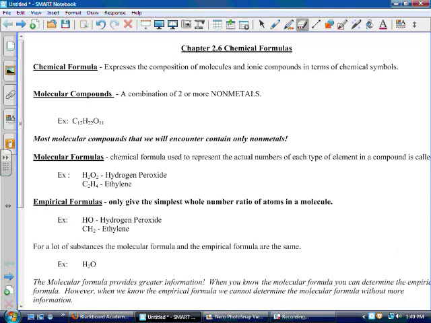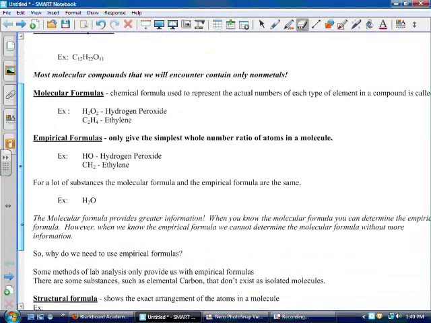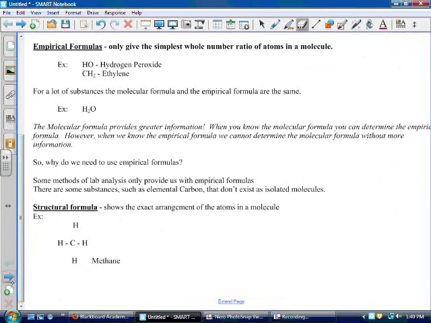Now, the last of those is called a structural formula. A structural formula is the best of the three. The structural formula tells us not only what atoms are in the molecule, but it tells us how they are arranged and how they are attached to one another. And that makes a very big difference to us in the chemical world.